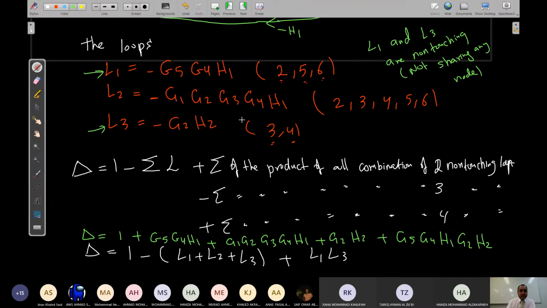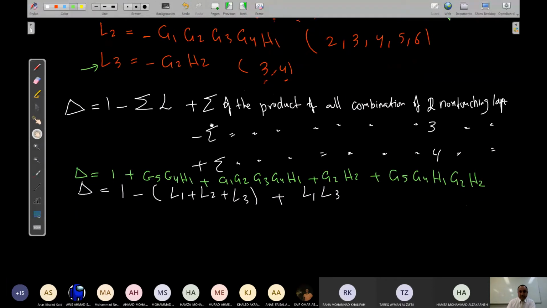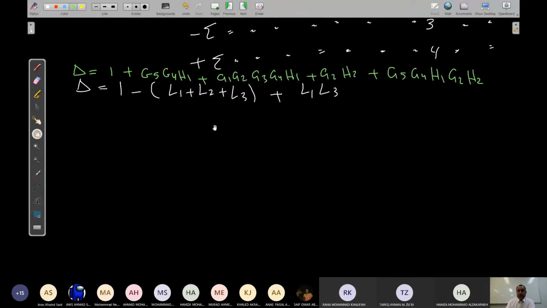Good. So now, if I need to find the transfer function, the first transfer function, which is the main one, let's say, the relation between the actual input and the output we are interested in, which is the y over r. I need to find this one. So now the first thing here, I need to determine the paths.